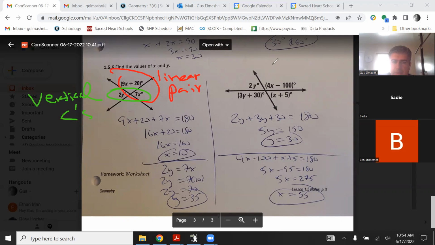And then here, that's a linear pair. And here, that's a linear pair. So it's easy because you're doing single variables. So 4x minus 100 plus x plus 5 equals 180, solve for x. 2y plus 3y plus 30 equals 180, solve for y. We get y equals 30. So that covers the rest of that stuff there. Okay.